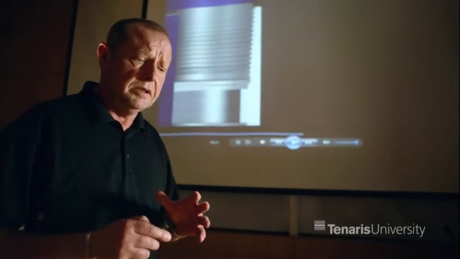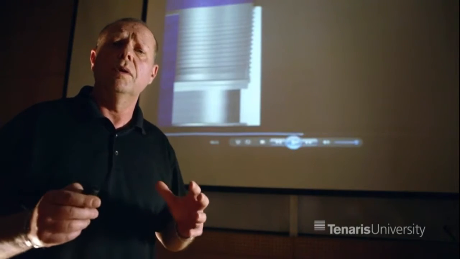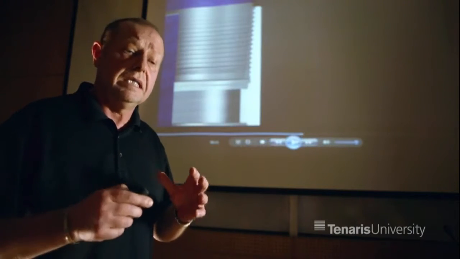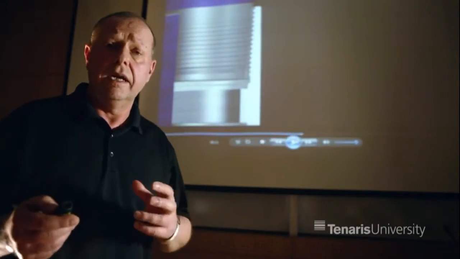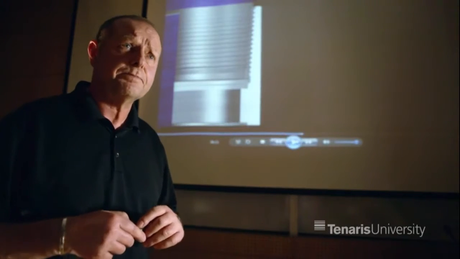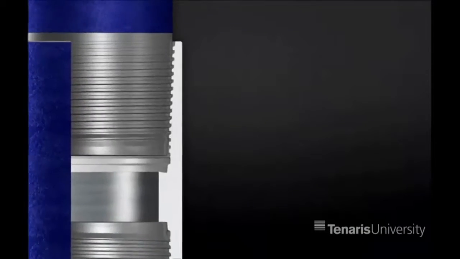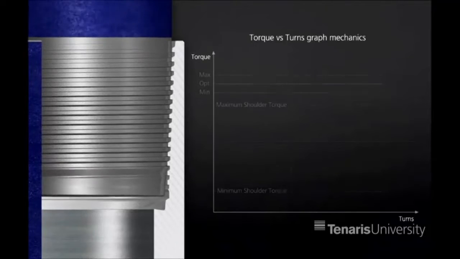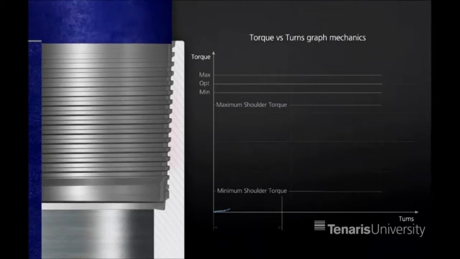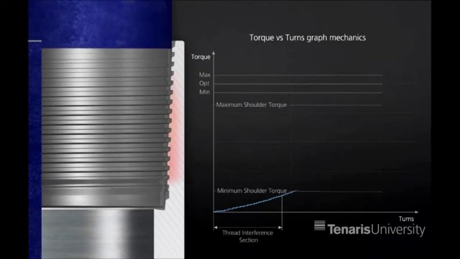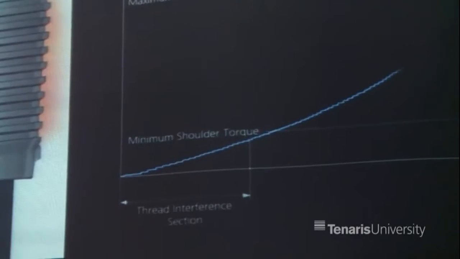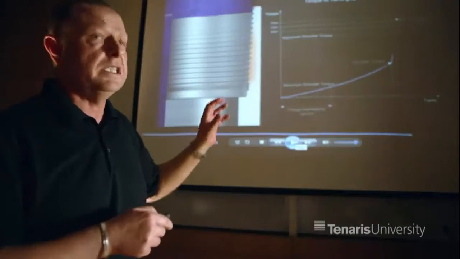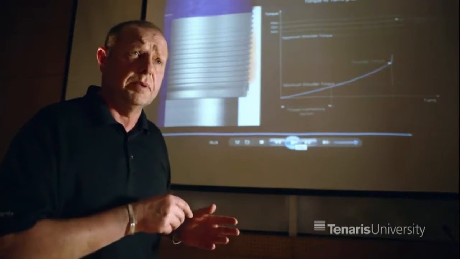Now to explain a bit better the four component parts of a typical makeup graph for a threaded and coupled shoulder connection. We'll show this animation here, and you can see a connection being assembled, and you can also see the build path. And what you see here is what was described previously.